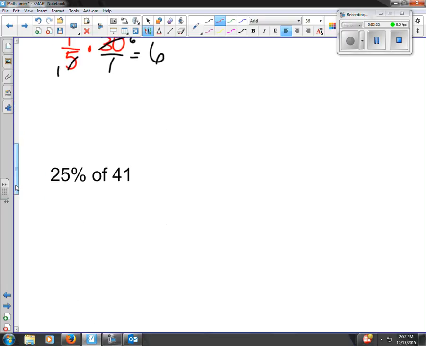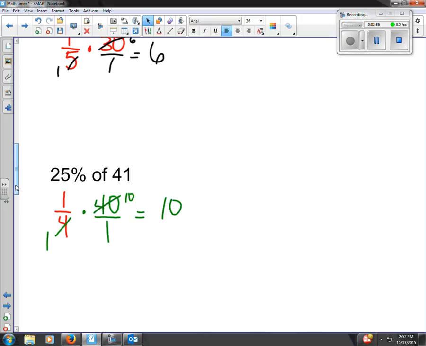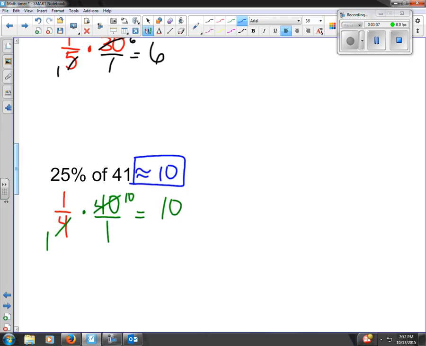Okay, 25% of 41. Well, we know 25% is 1 over 4, but 41, that's not easy to do mentally. So if I just say 40, that's really close. If I use 40 instead, it makes my life a lot easier. Put it over 1, cancel, cancel, and you get 10. So 25% of 41 is going to be approximately 10. Okay, is it perfect? No. Again, I'm looking for a ballpark. This is for when I don't need an exact answer. Estimate means it's not going to be exact.